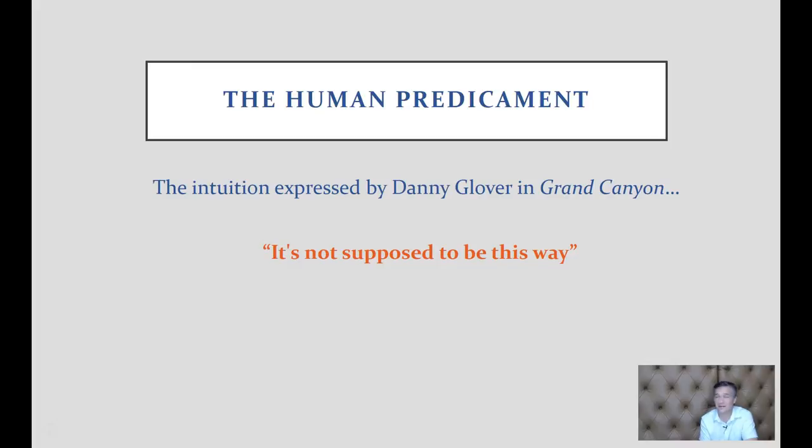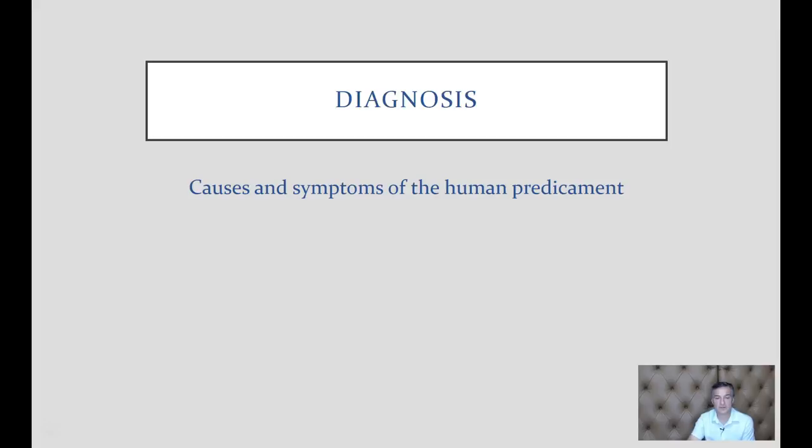Well, these are all, I think, really good ways to talk about the human predicament, to sort of grasp what it's all about. And there's a ton of other ways to talk about it, which I'll send you in a separate question that I'm going to pose as your first challenge question. More about that. Okay, so now let's get into the diagnosis here. This is the causes and symptoms of the human predicament.